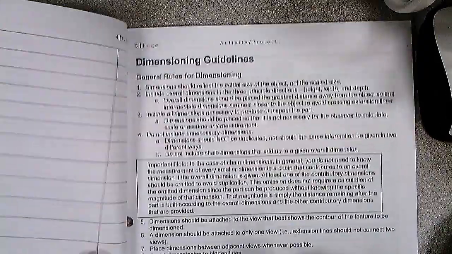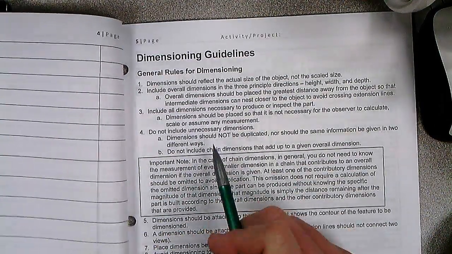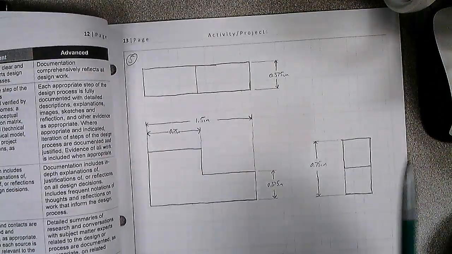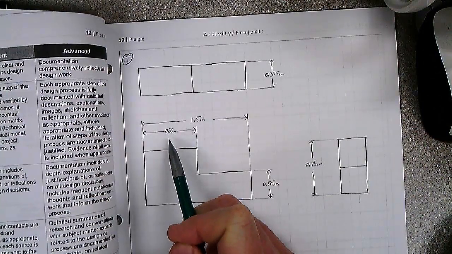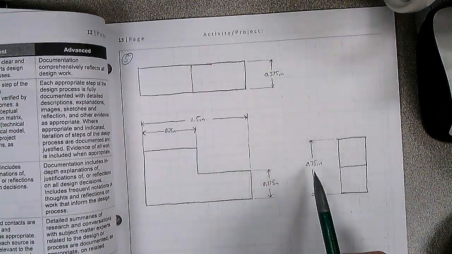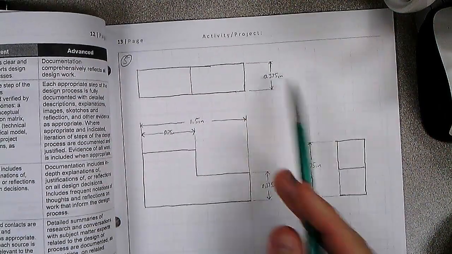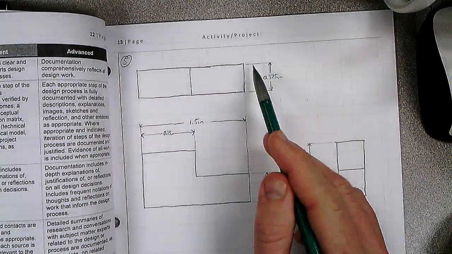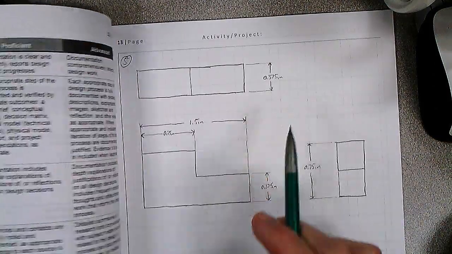All right, let me go back down. Rules. All right, do not include unnecessary dimensions. So I need to check for duplicate dimensions. So I see here I've got 0.75 here and 0.75 here, but even though it's the same number, they're measuring two different things, so that's not a duplicate dimension. Same with this, the 0.375 and the 0.375. This is measuring the height of this L piece, and this is measuring the width of the overall. So these are two different measurements, even though they're the same number.